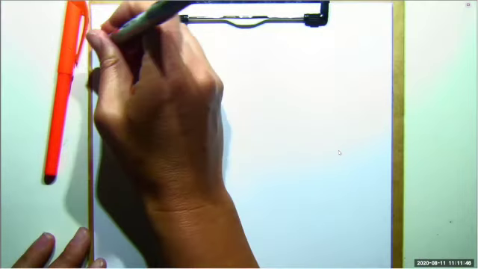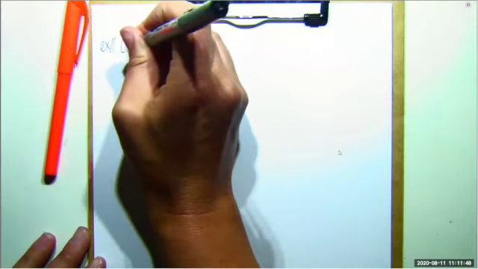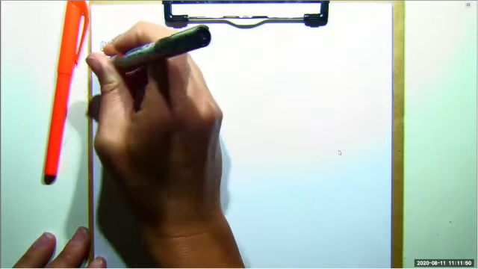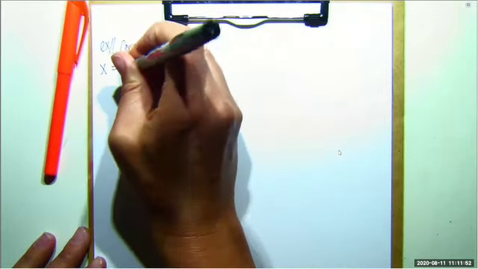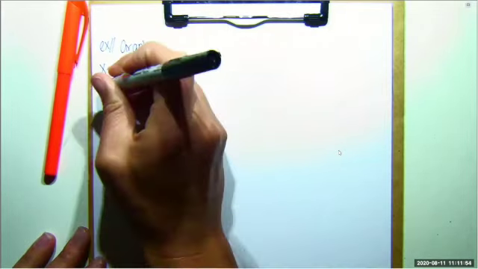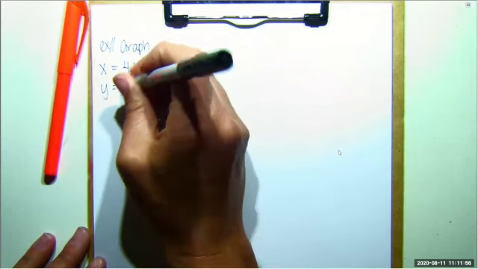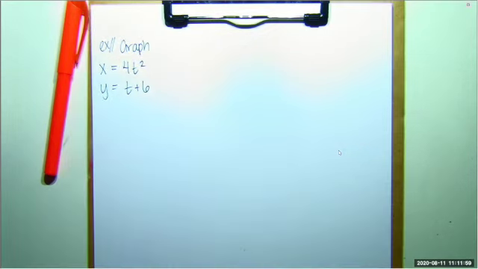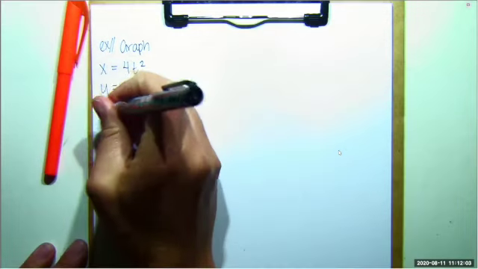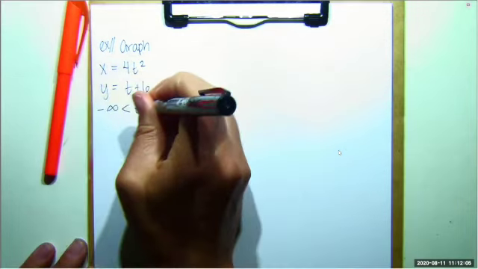Next one, let's graph x is equal to 4t squared and y is equal to t plus 6. And our domain for t is that t goes from negative infinity to positive infinity.